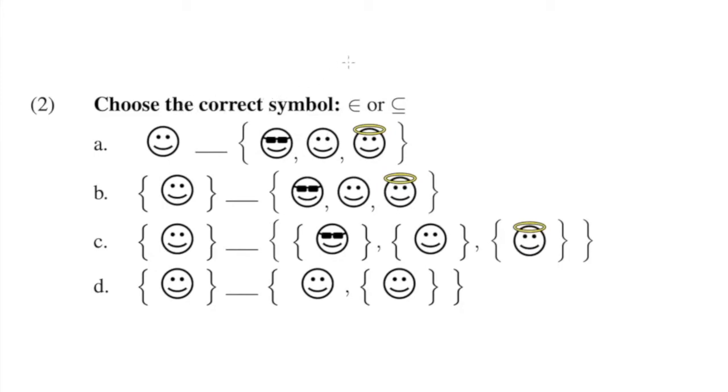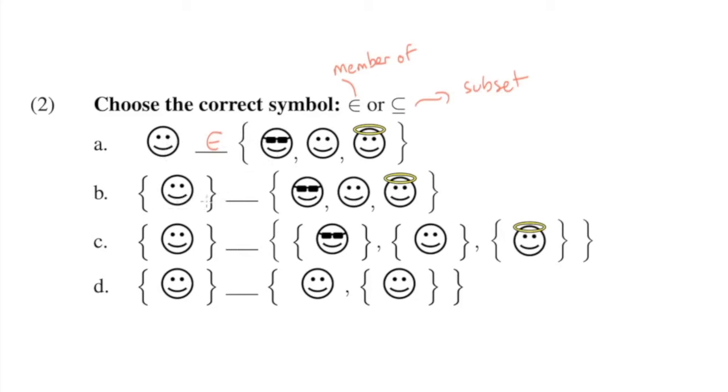Choose the correct symbol. So the pitchfork, which we know is member of, and the horseshoe, which we know is subset. So let's look at the first one. Is smiley a member or a subset of this set here? So we know it has to be a member of because it's contained within the set. It's an element of the set. It can't be a subset because the subset can only relate two sets to one another, not an element with a set.